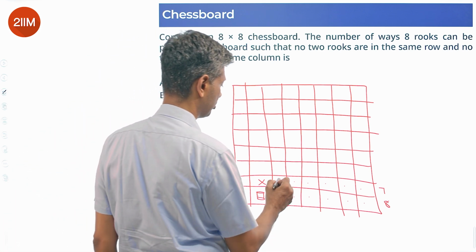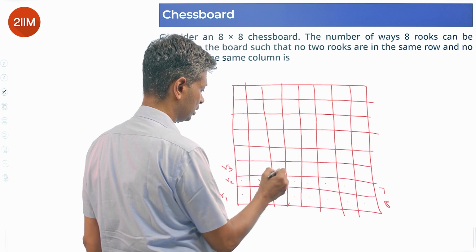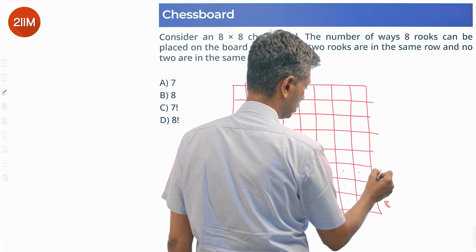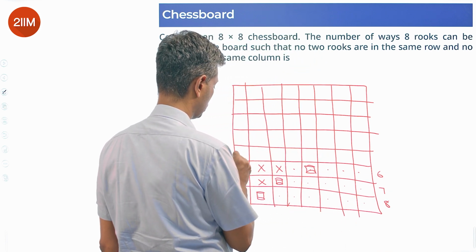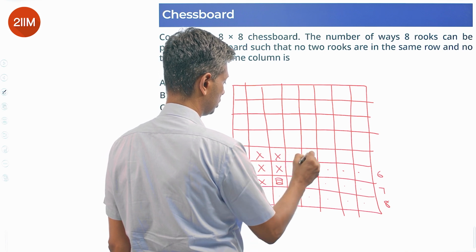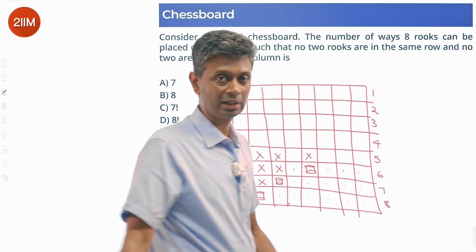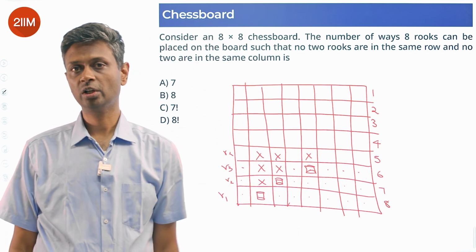Hypothetically, let me say I'm putting the rook here. Then move to R3. This is out. This is out. 6 options are there. Let me say I'm putting it here. Go to R4. This is out. This is out. This is out. 5 options here. 4, 3, 2, 1. The last rook is going to have only one free column, one free row. Put that in. We are through.